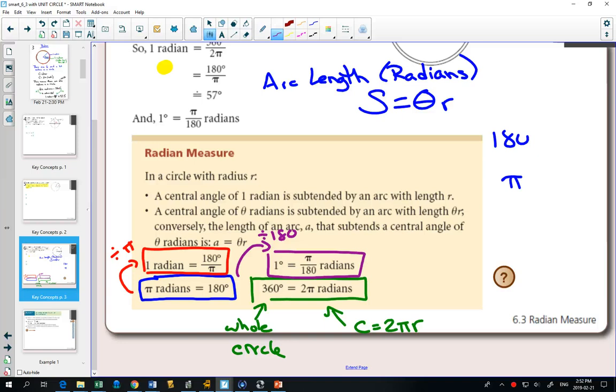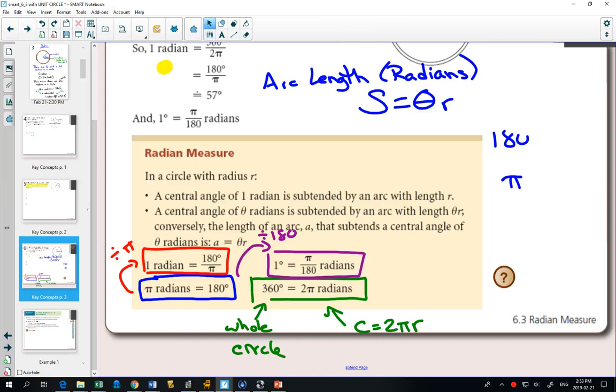And that's one of the things you're going to do often at the beginning, because you're not going to be comfortable with it. When I say pi over 4 radians, you're like, what's that? I'm not used to that yet. But if I said 45 degrees, you're like, okay, I got that angle in my head. I can picture that. So we're going to be converting back and forth.